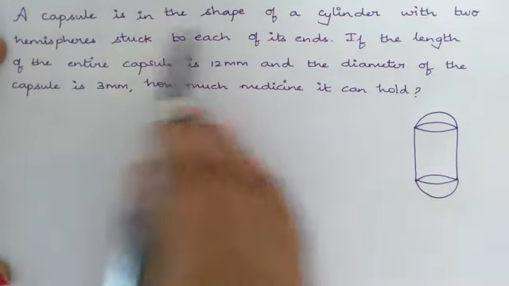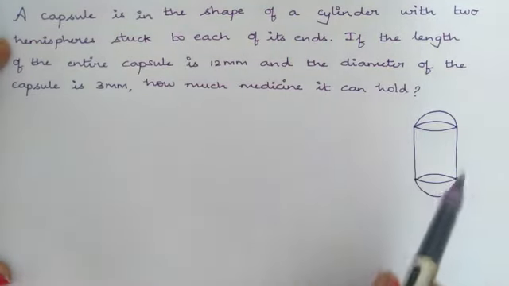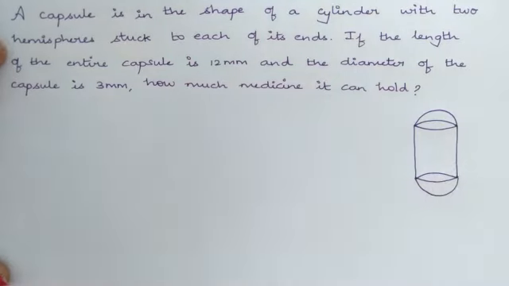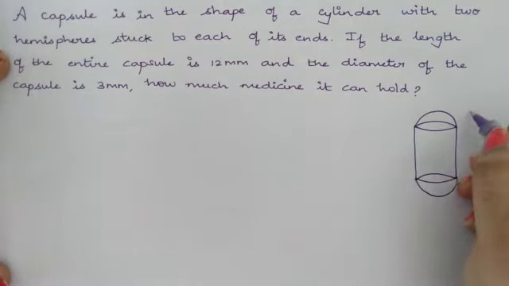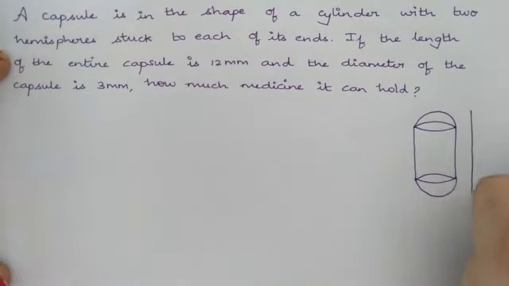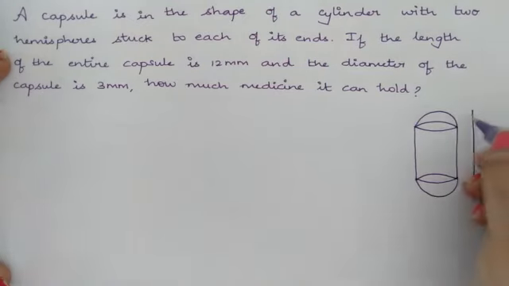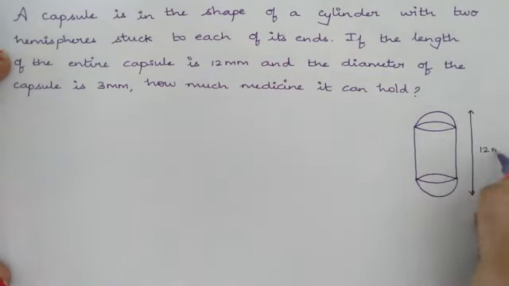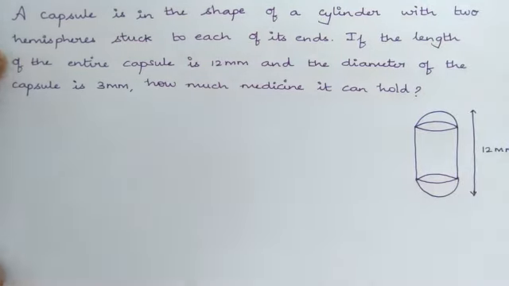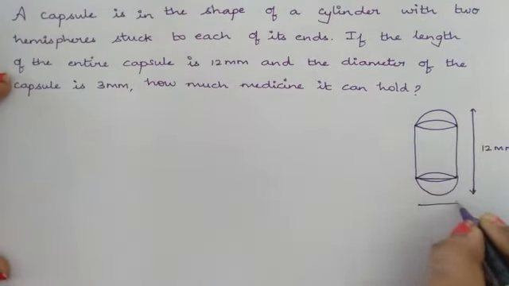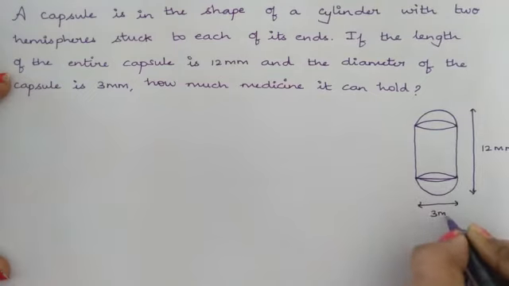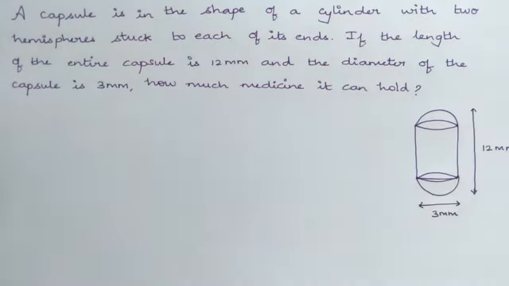So a capsule is in the shape of a cylinder with two hemispheres stuck to each end. If the length of the entire capsule is 12 millimeter, length of the entire capsule from the top to the bottom, the entire height, it is 12 millimeter, and the diameter of the capsule is 3 millimeter. What is meant by diameter? This distance. So this distance, it is 3 millimeter. How much medicine can it hold? So this is the question.